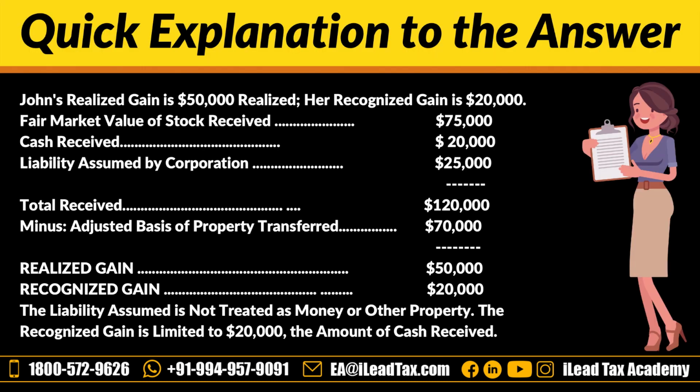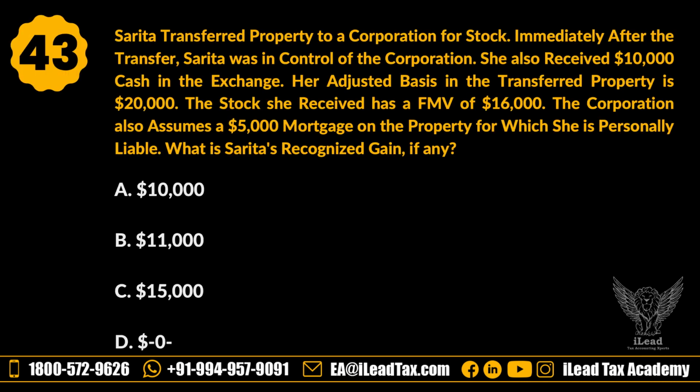So here, John received property with FMV of 75,000 and cash of 20,000. Liability assumed is 25,000. So total received is 120,000, but his basis in the property is 70,000. So the remaining 50,000 will be his realized gain, but recognized gain will be whatever cash he has received. He received 20,000, so realized gain is 50,000 and recognized gain is 20,000. Let's go to the next question.